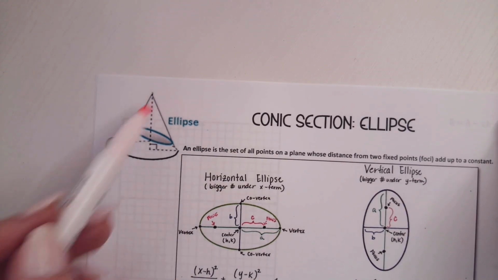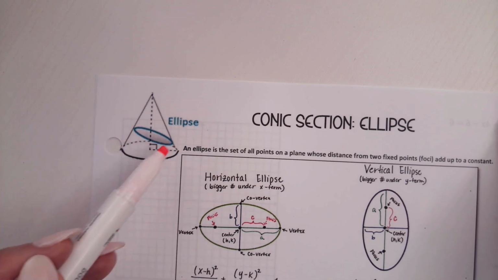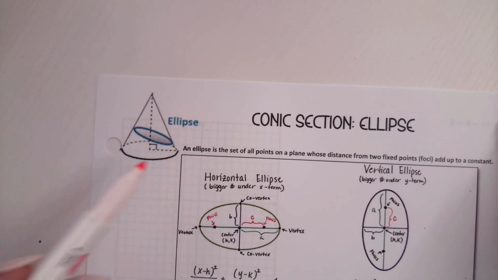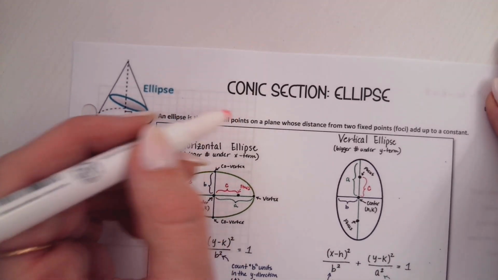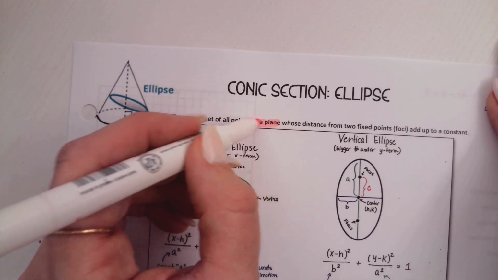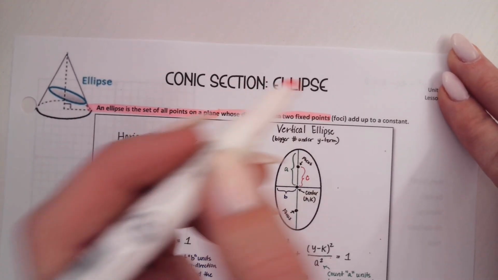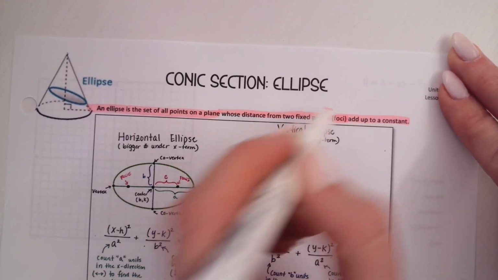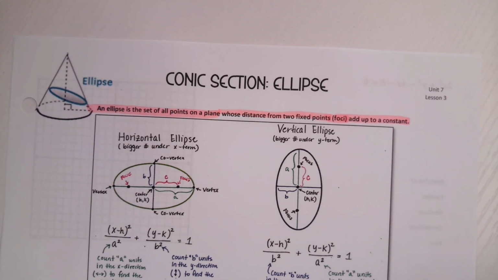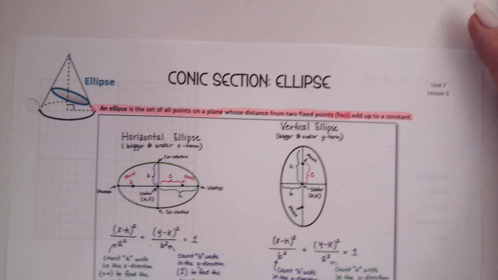We can see an ellipse is cut from a cone, like the intersection of a plane and a cone. It creates this kind of elongated circle shape, maybe like an egg shape or a football shape. Here's its technical definition. An ellipse is the set of all points on a plane whose distances from two fixed points, called the foci, add up to a constant. Foci is the plural of the word focus. So two fixed points add up to a constant.